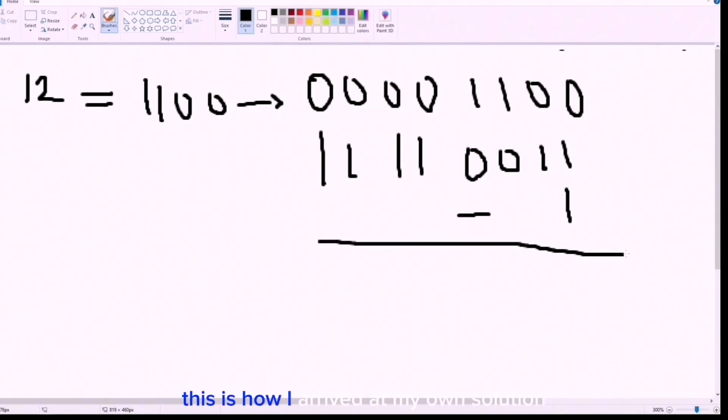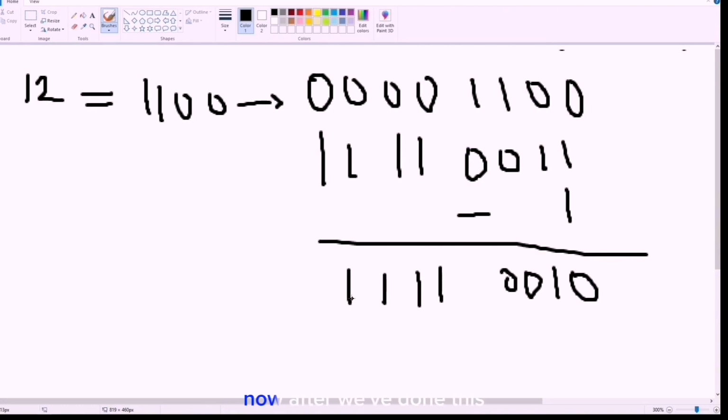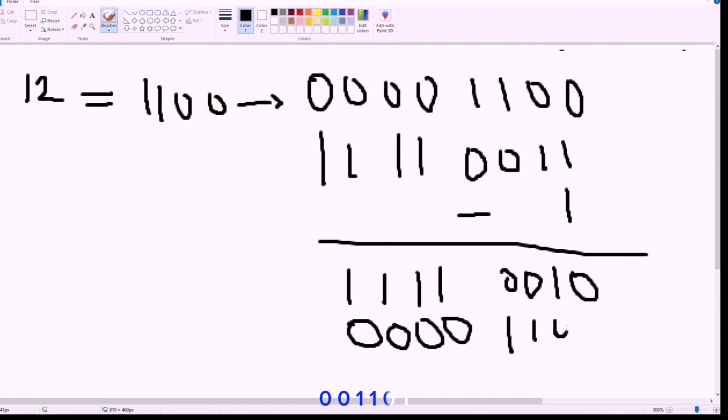This is how I arrived at my own solution. I'm not saying this is the ideal way to do it. This is how I arrived at it. So 1 minus 1 is 0. Then we bring down the others. Now, after we've done this, we convert it back. We take the complement of this again, which will give us 0, 0, 0, 0, 1, 1, 0, 1.